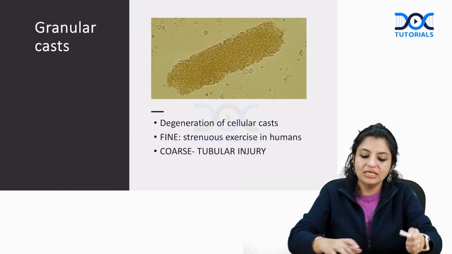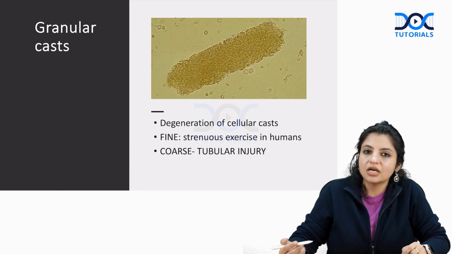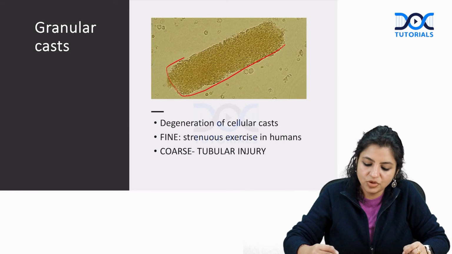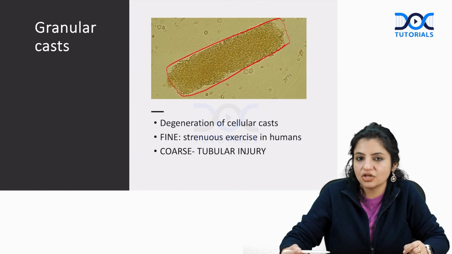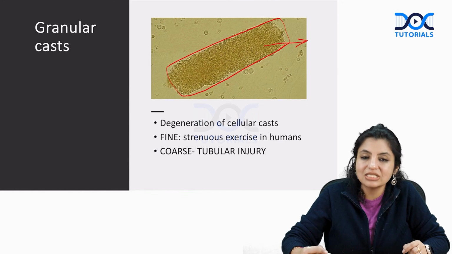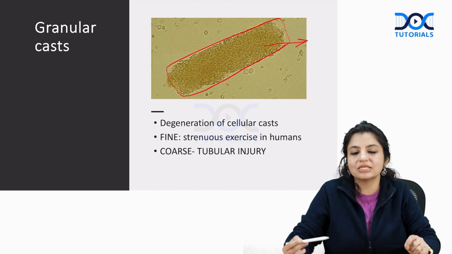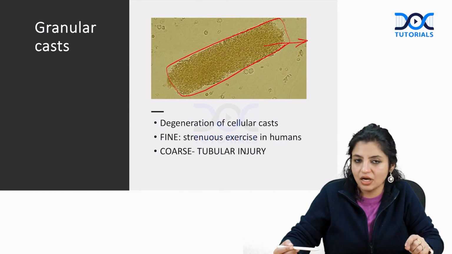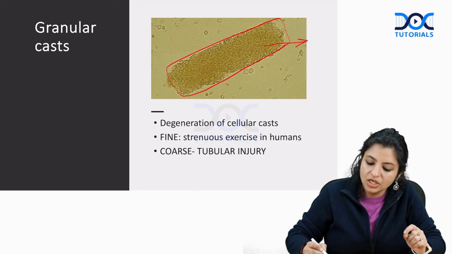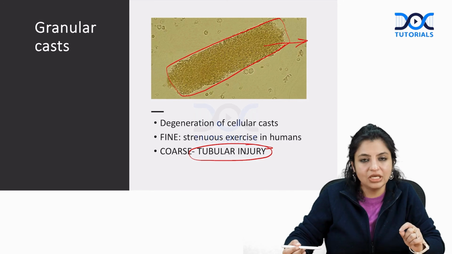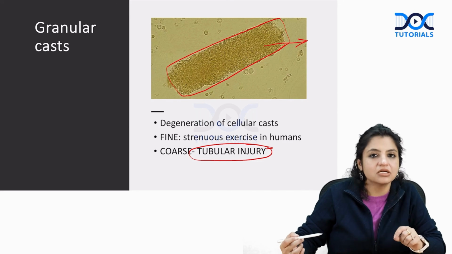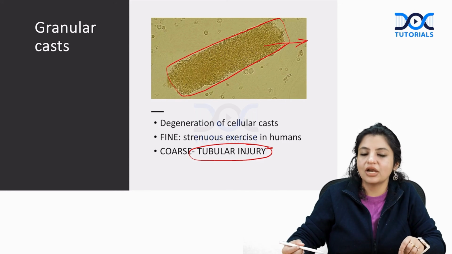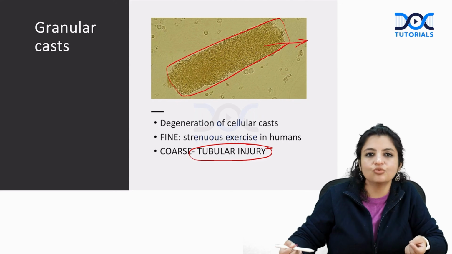Now look at these casts, guys. What do you see here? These are granular casts. There is a shape to this, but you can't see the structure of what is inside them. You just see a lot of granules inside the cast. These are called granular casts, and they indicate tubular injury. Whenever we have tubular injury, you can see these granular casts.